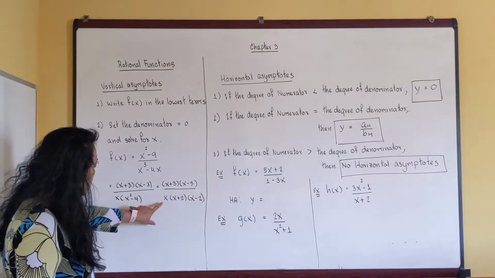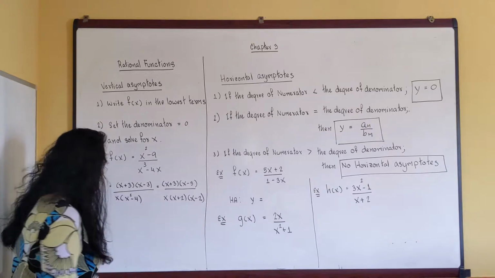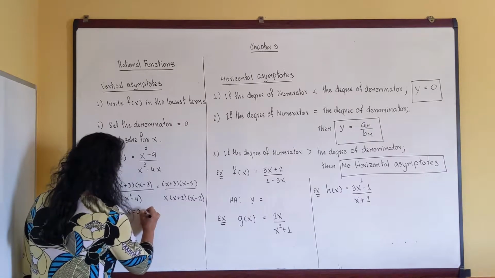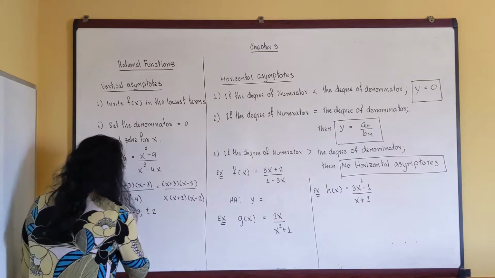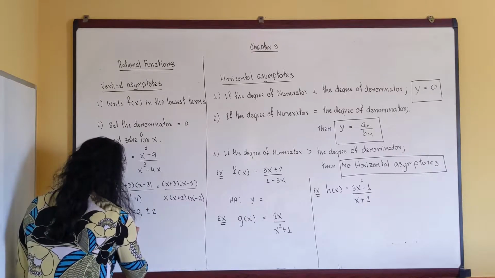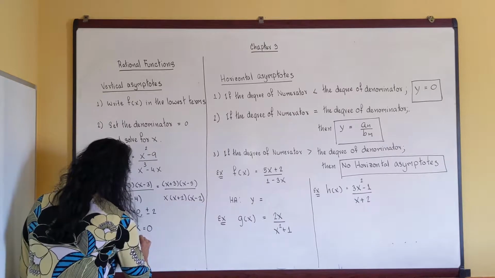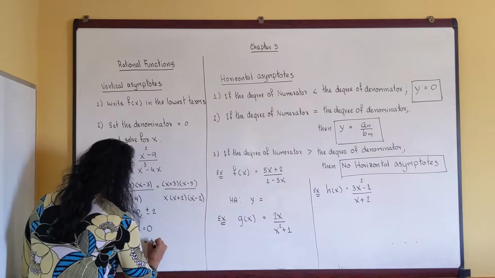So if I set denominator equal to 0, so x can be 0, plus or minus 2. So my vertical asymptote is going to be x equal to 0, x equal plus or minus 2.